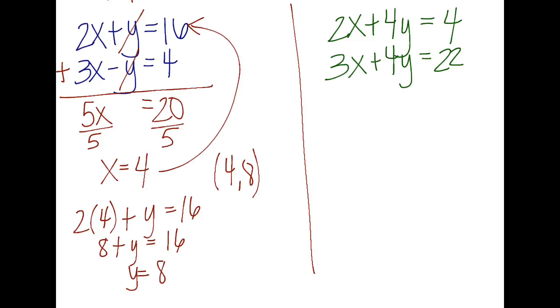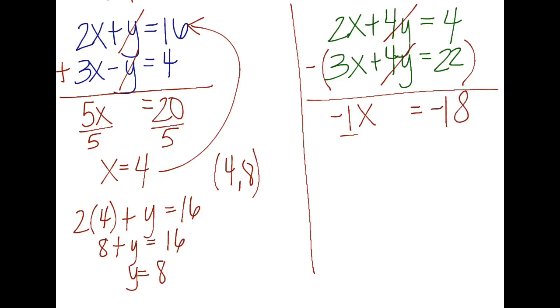Instead of adding the two equations, we can subtract the entire second equation from the first equation. So 2x minus 3x, we would actually get a negative 1x, and 4y minus 4y is going to cancel. So then those are eliminated. We've eliminated y. 4 minus 22 is going to be negative 18. And then we would just divide both sides by negative 1, so therefore x equals 18.